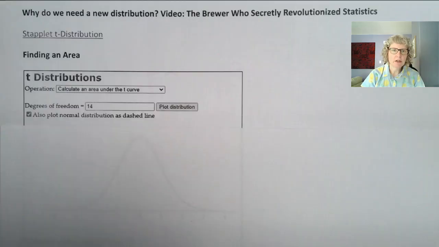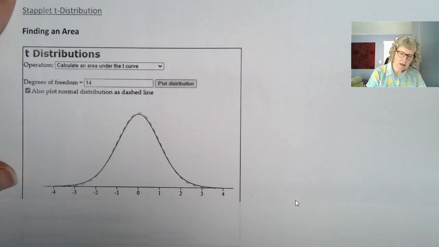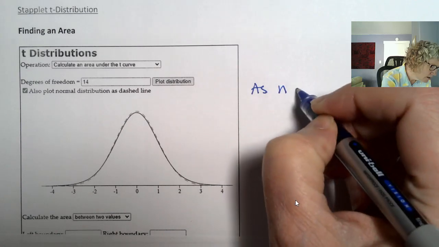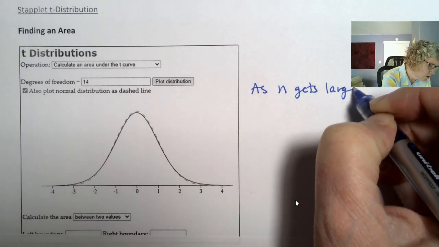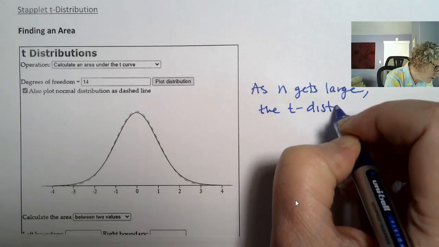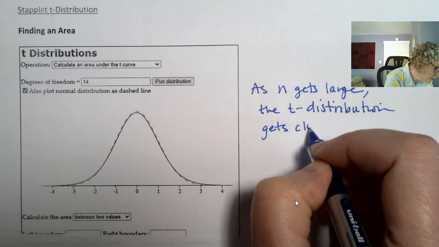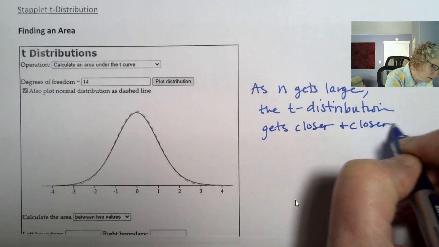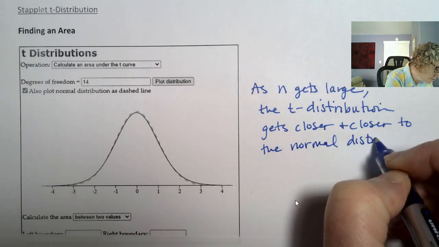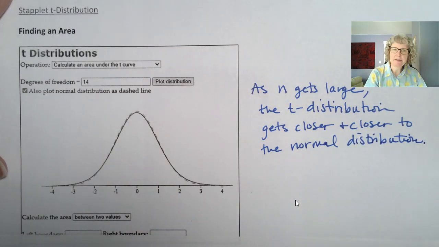Okay, so let me go back to the notes for a second. Just to show you back on the area part, finding an area, and let's just make a note: as n gets large, or as the degrees of freedom get large, the t-distribution gets closer and closer to the normal distribution. You can look up, if you're interested, how high it has to get.